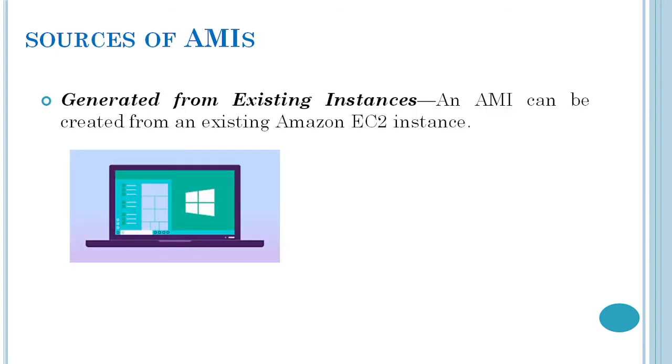Then is generated from existing instances. An AMI can be created from an existing Amazon EC2 instance. This is a very common source of AMI. Customers launch an instance from the published AMI and then the instance is configured to meet the customer's corporate standards for update management, security, and so on. An AMI is then generated from the configured instance and used to generate all instances of that operating system.